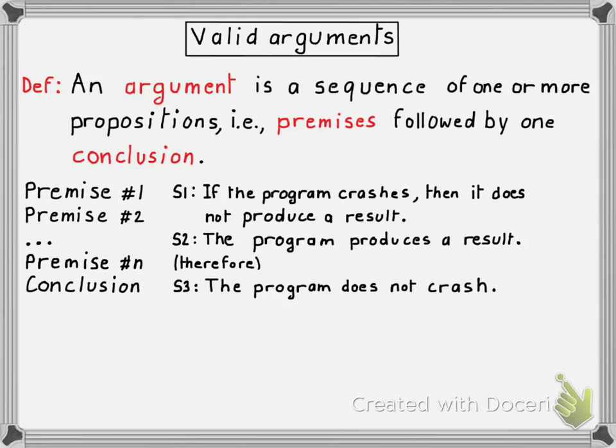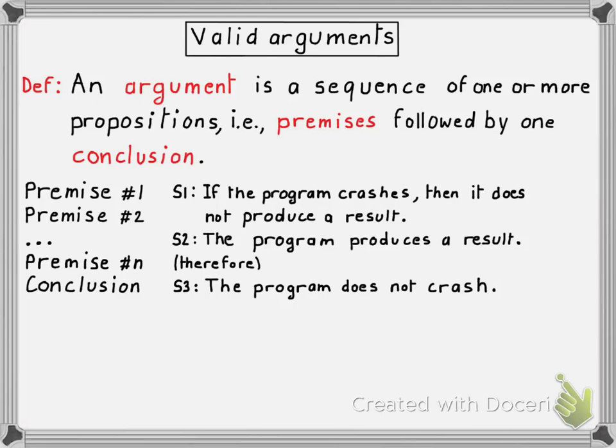Now, since these are three propositions, taken together, S1, S2, and S3 constitute a sequence of propositions and therefore an argument. By our definition, S1 and S2 are the premises and S3 is the conclusion, because the assumption in an argument is that the last proposition, the conclusion, follows from the premises. That's why I added the word therefore in parentheses between S2 and S3.